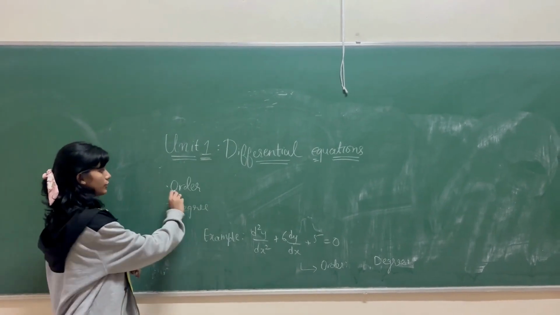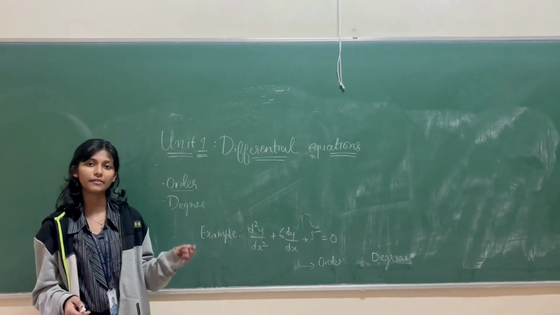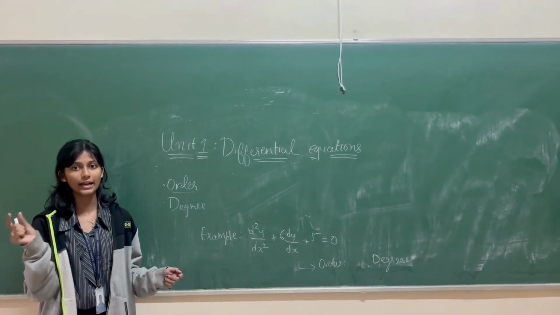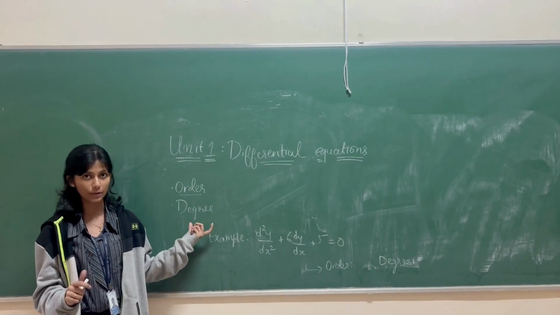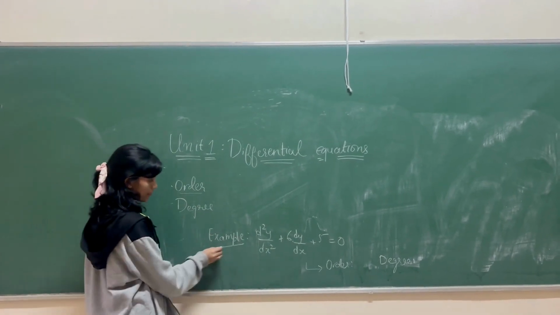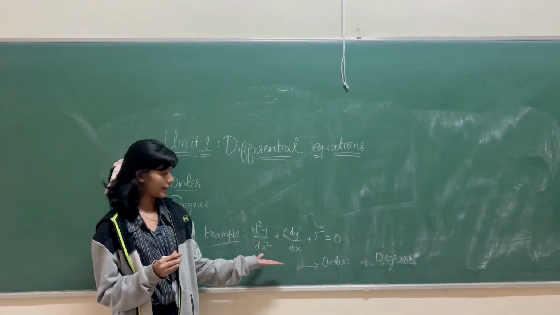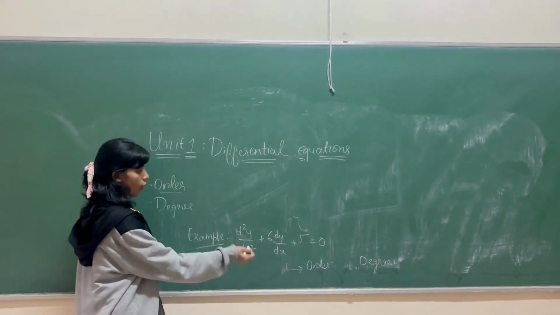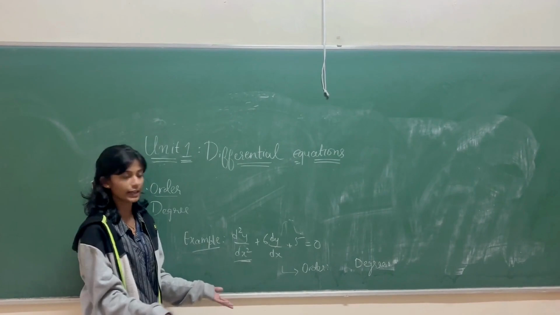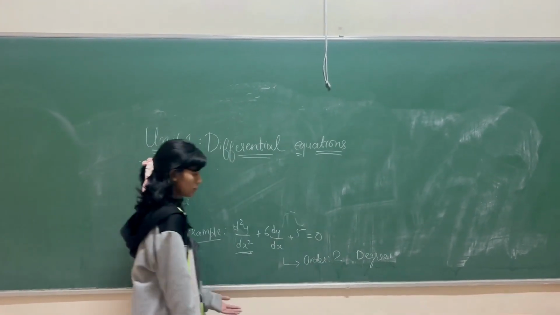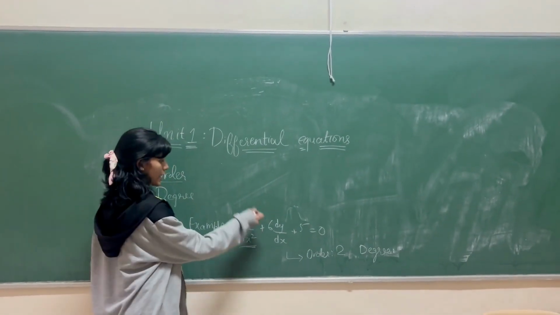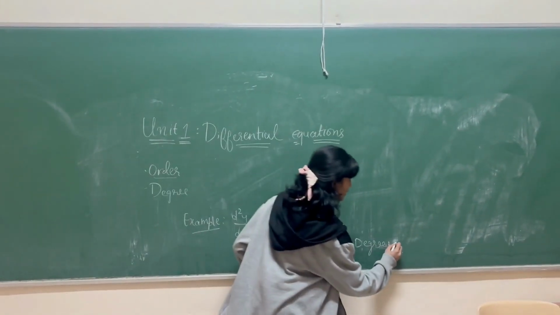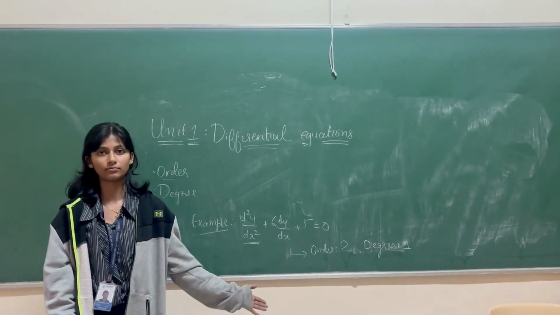There is the order of the differential equation, which is the highest derivative present in that equation. And the degree is the power of that highest derivative. Let's come to an example. d square y by dx square plus 6 dy by dx plus 5 is equal to 0. Here our order, that is the highest derivative present, is 2. And the degree, that is the power of this derivative, is 1. That is why the degree of this differential equation is 1.